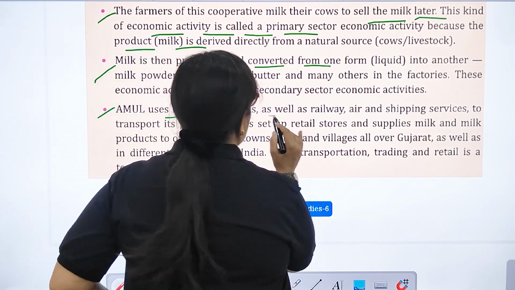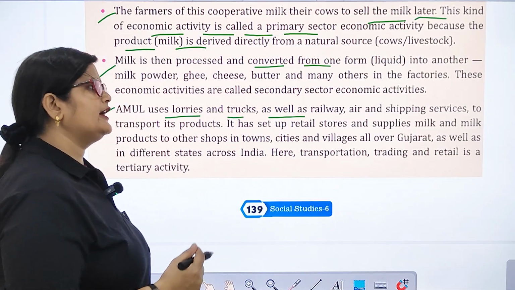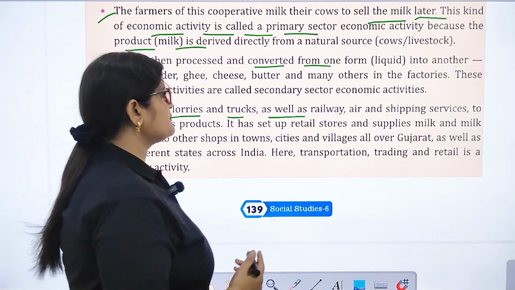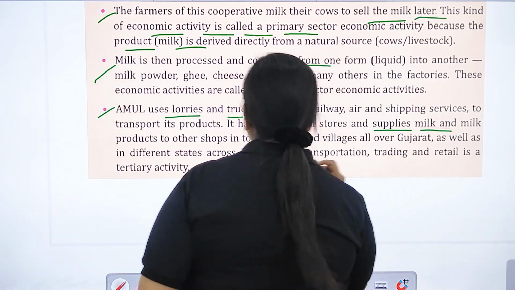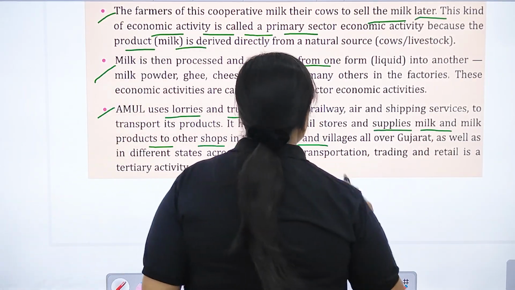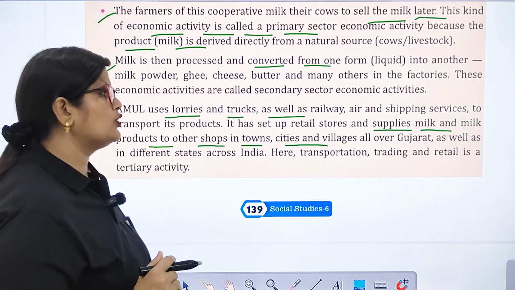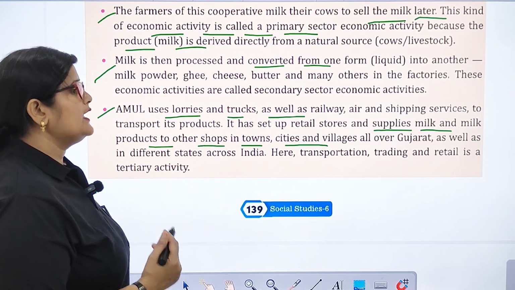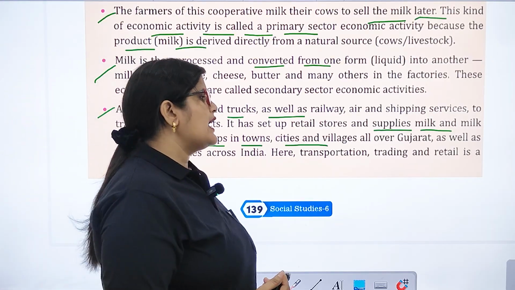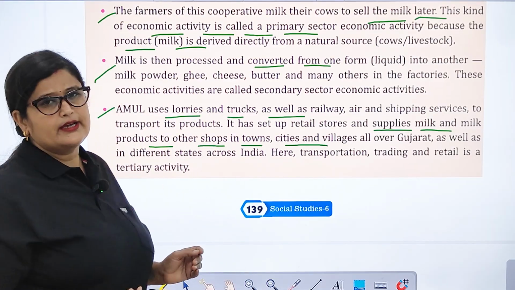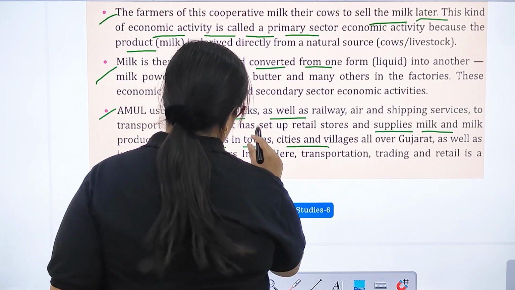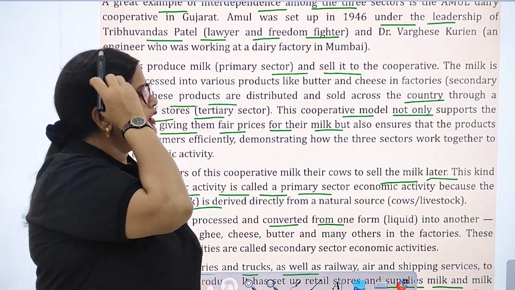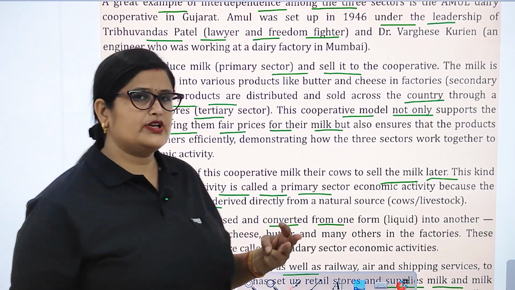Amul uses lorries and trucks as well as railway, air and shipping services to transport its products. It has set up retail stores and supplies milk and milk products to other shops in towns, cities and villages all over Gujarat, as well as in different states across India. Here transportation, trading and retail is a tertiary activity. Okay, three activities are there.